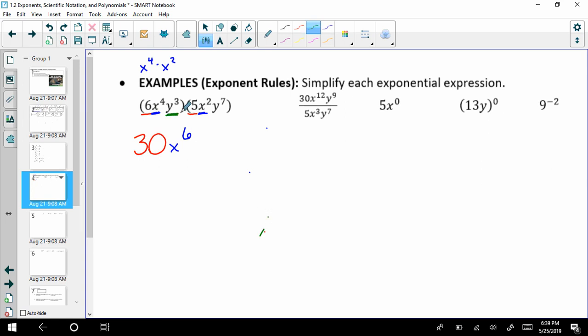And then finally the y's. We'll do the same thing for the y's. So I want to take y cubed times y to the 7th. So again, I'm going to add the exponents and I get y to the 10th.